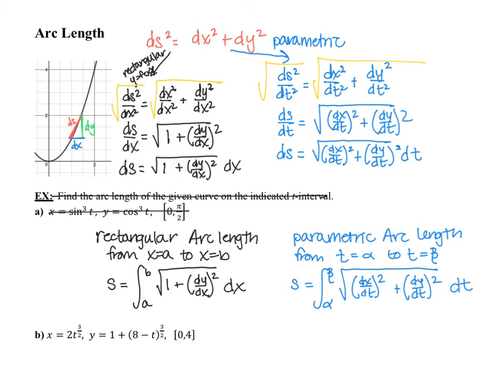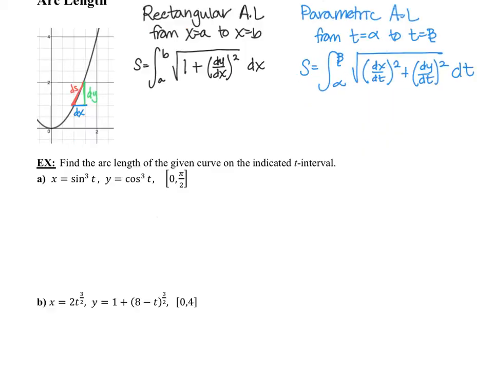So now let's look at an example. I'm going to pause this and erase a few things. That's the buildup of how we find the arc length. And then we'll look at an example. Okay, so let's look at an example. Find the arc length of the given curve on the indicated t interval. We have the function x equals sine cubed of t and y equals cosine cubed of t on the interval from 0 to pi over 2.